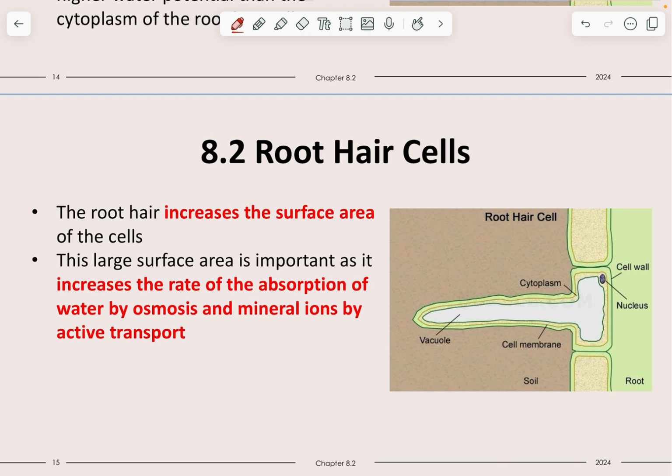It's always like this, where it is proportional. When you increase the surface area, you always increase something that helps to become more efficient. For this case, in the root hair cell, it is the rate of absorption.